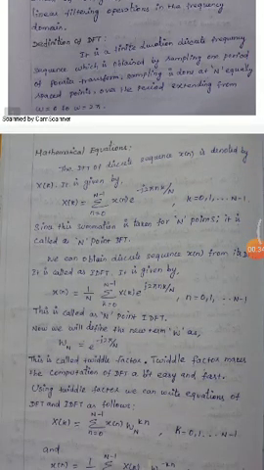What is the mathematical equation? X of k is equal to summation n equal to 0 to n minus 1 x of n e power minus j 2 pi n k divided by n. The inverse transform is 1 divided by n summation k equal to 0 to n minus 1 x of k e power j 2 pi k n divided by n.